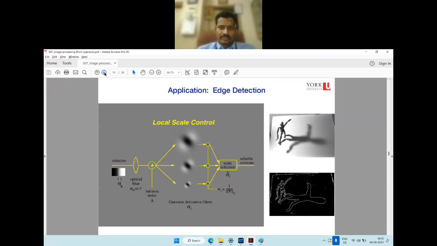A very important application of these Gaussian derivative filters is edge detection. We will discuss it in detail in the coming chapter. At this point, you know the applications of Gaussian derivative filters, with varying sizes of filters, like 3 cross 5, 5 cross 5, 7 cross 7, or even 9 cross 9, whatever it may be. If you take the Gaussian derivative filters of the same signal at different scales, and finally concatenate them and add a bias, then you will get a reliable estimate of the edge.